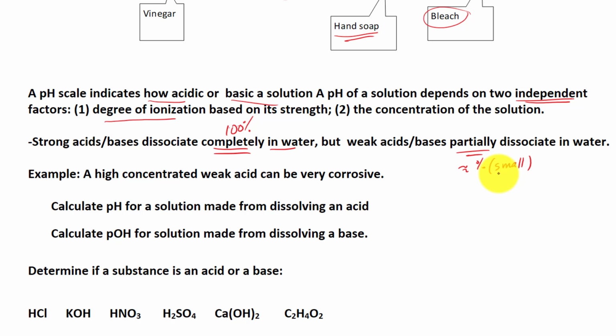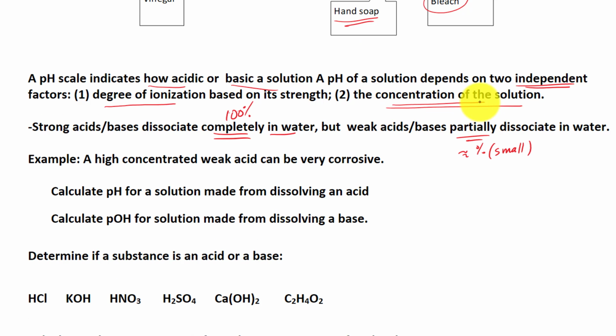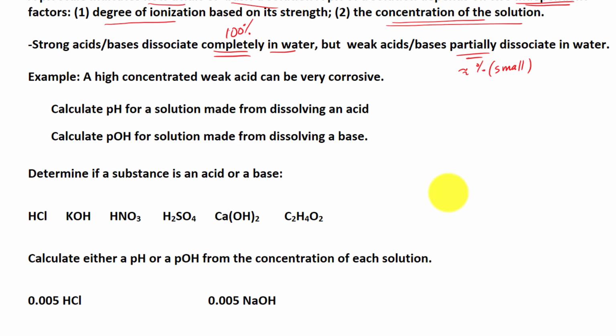Now, let's look at the second factor, the concentration of the solution. That means how many moles are in that specific volume of solution. And this part is extremely important. That is because even if you have a weak acid, if you have a lot of it, it will become as corrosive or as toxic as a strong acid. So basically I'm saying that if you have a highly concentrated weak acid solution, it can be very corrosive. But if you have a very diluted, very low concentration of a strong acid, it will still be very harmless.